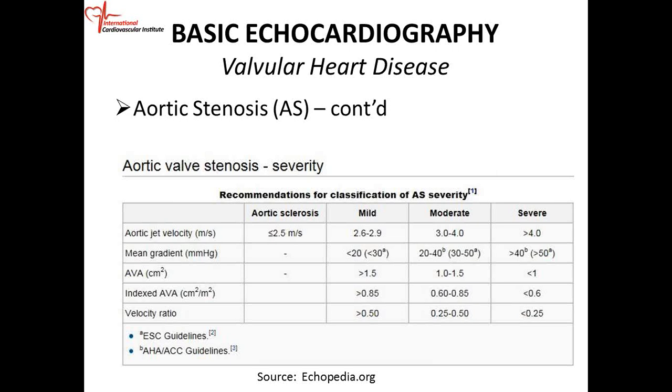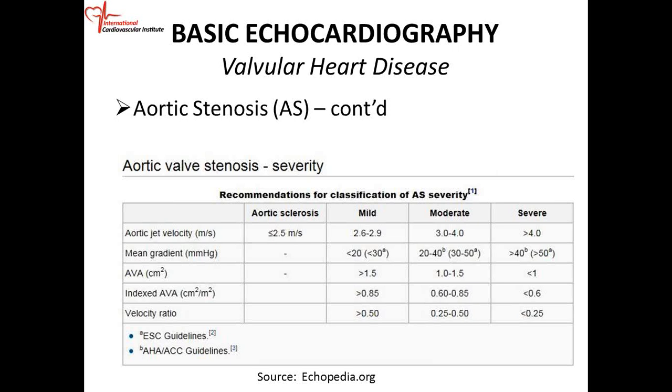Don't use this if the patient is obese. It doesn't work well if the patient is very obese. And of course, we talk about the velocity ratio, or the dimensionless index. If it's less than 0.25, it suggests severe aortic stenosis.